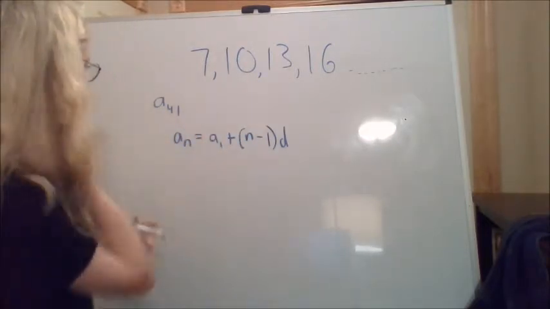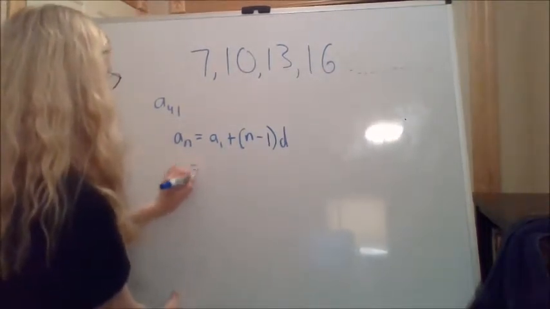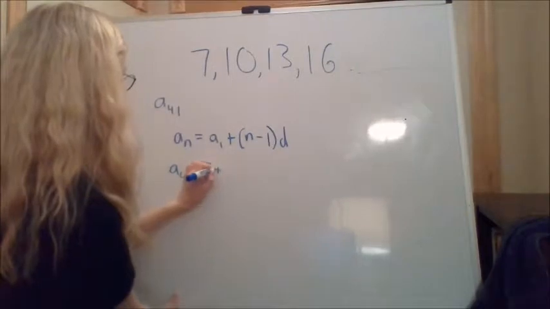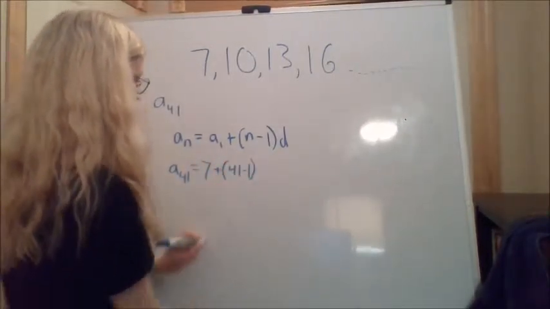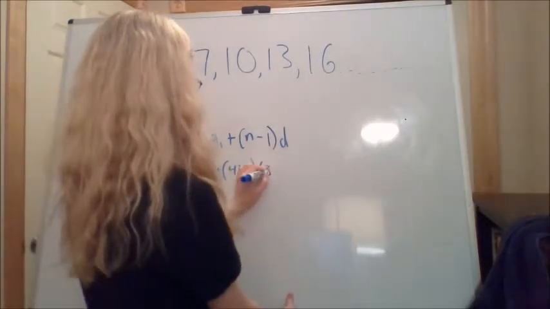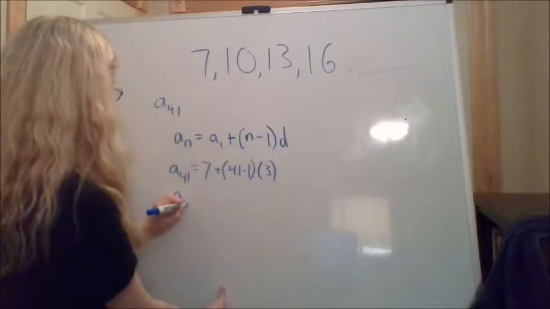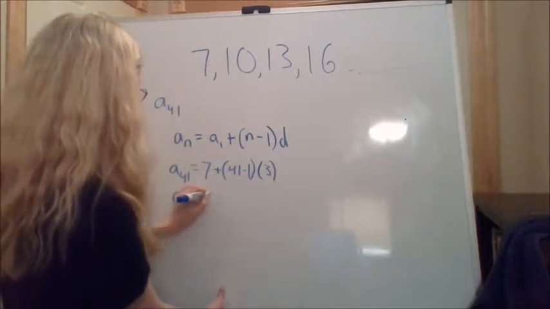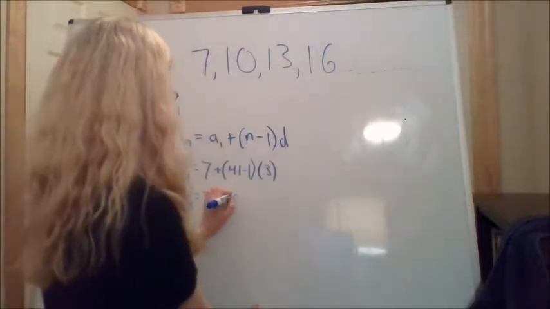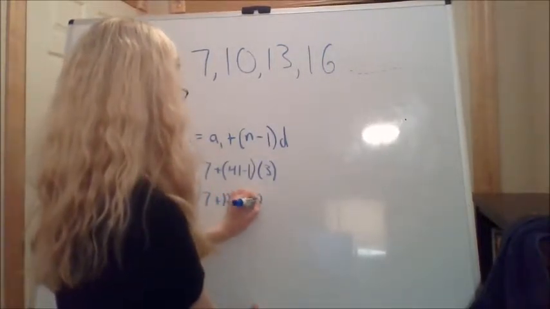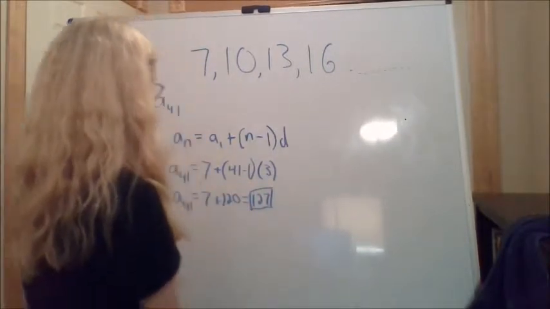So if we plug in everything here, a sub 41 would equal 7 plus 41 minus 1 times 3. And so if we simplify this a little bit, a sub 41 would equal 7 plus 40 times 3, that'd be 120. So we'd have 127. And that would be the 41st term of our sequence.